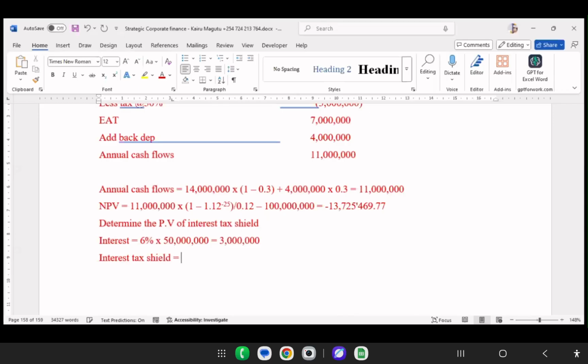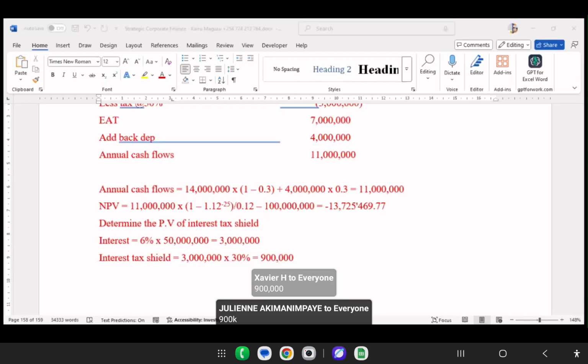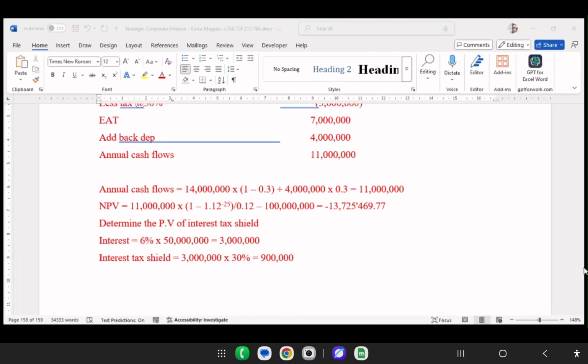It is equal to the 3 million we multiply by the tax rate, 30%, and this is equal to how much? Is it 900? I think it is 900,000. Please confirm for me. 900,000, yes, I think it is 900,000. So that is the interest tax shield.